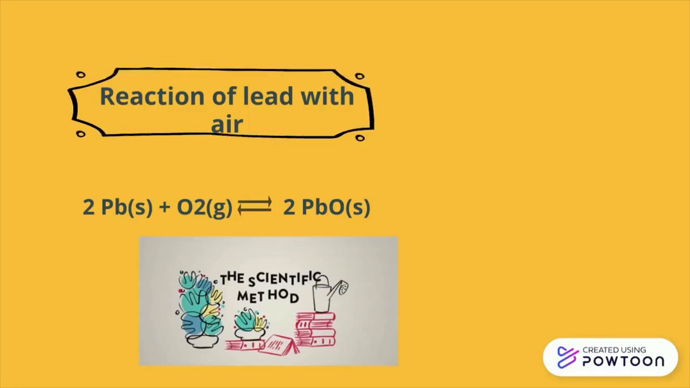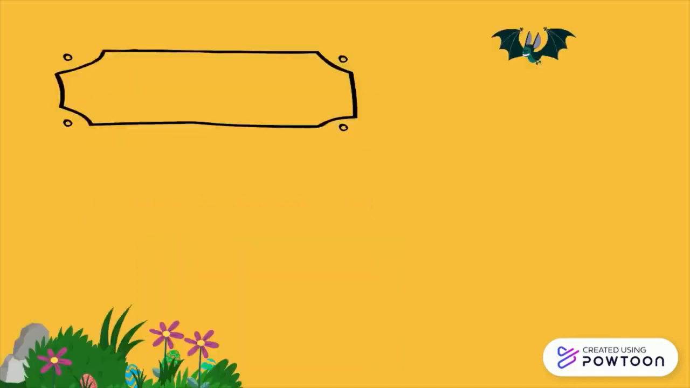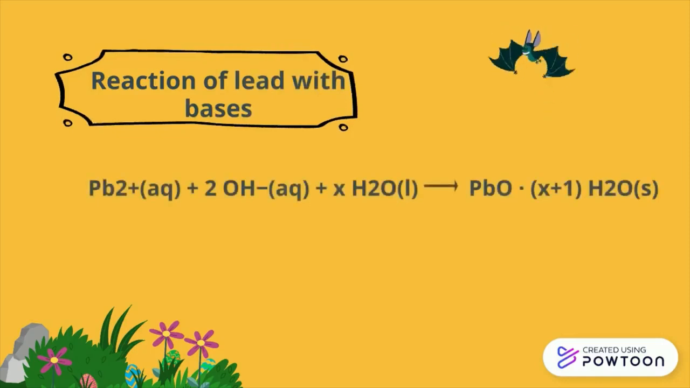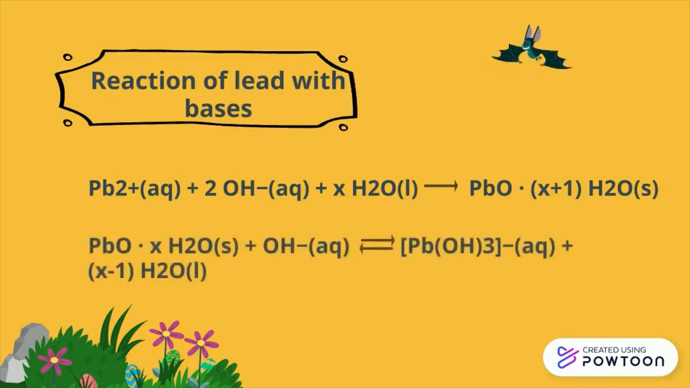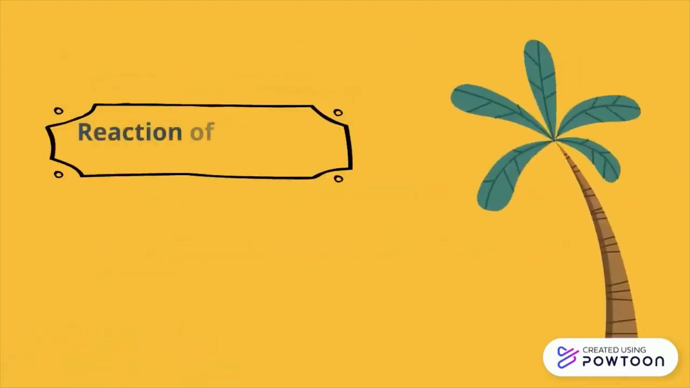When heated in a stream of air, lead burns. Lead dissolves slowly in cold alkalis to form plumbites. Lead reacts with hydroxide, forming lead oxide. The oxide is soluble in excess hydroxide, forming a lead hydroxide complex.